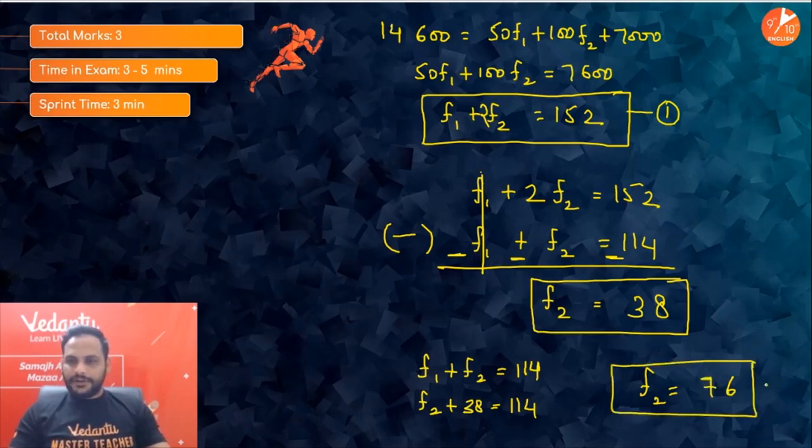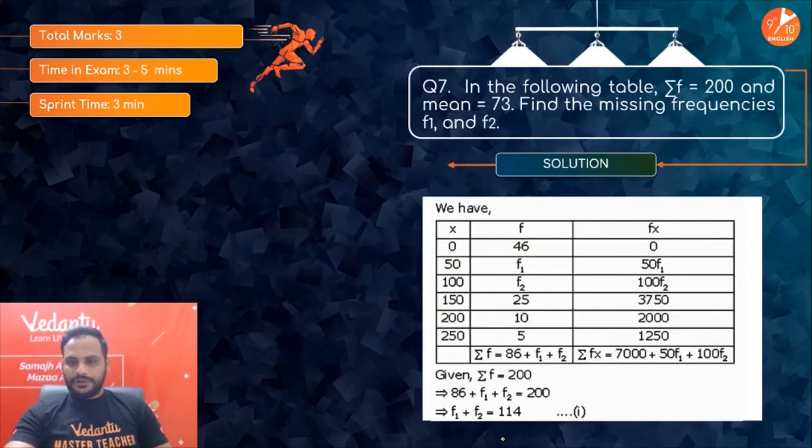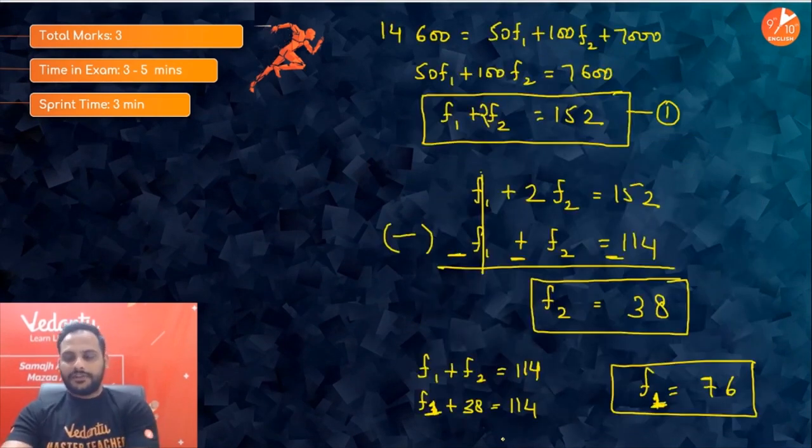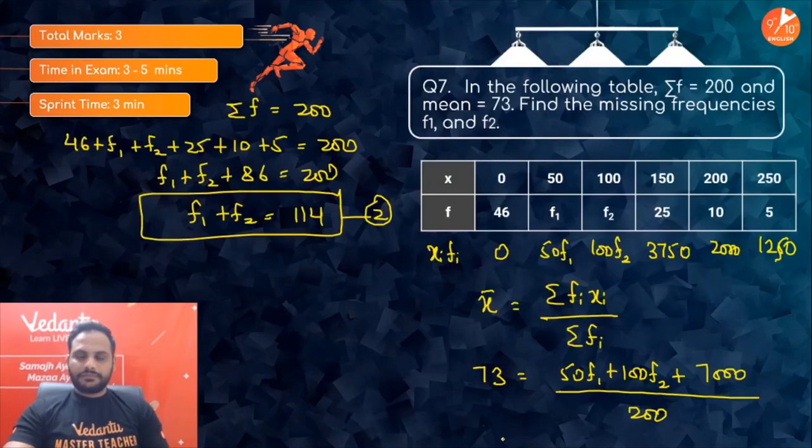So f1 is 76 and f2 is 38. I hope the calculations I have made are correct. So f2 is 38 and f1 is 76. This is a simple question of linear equations in two variables, only with the help of statistics.